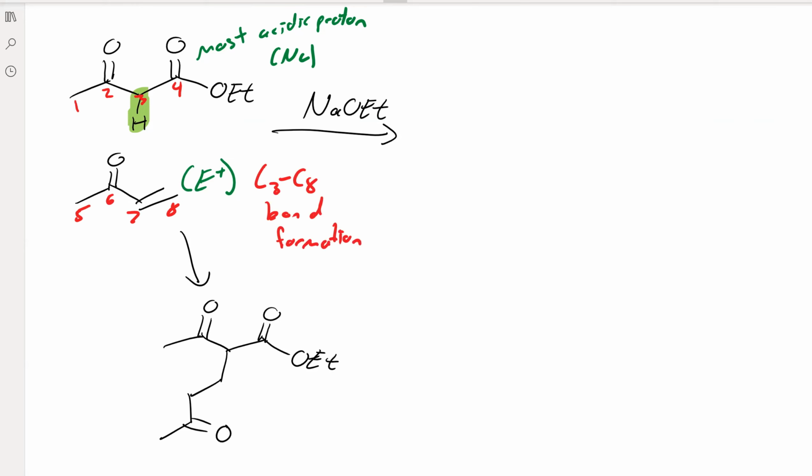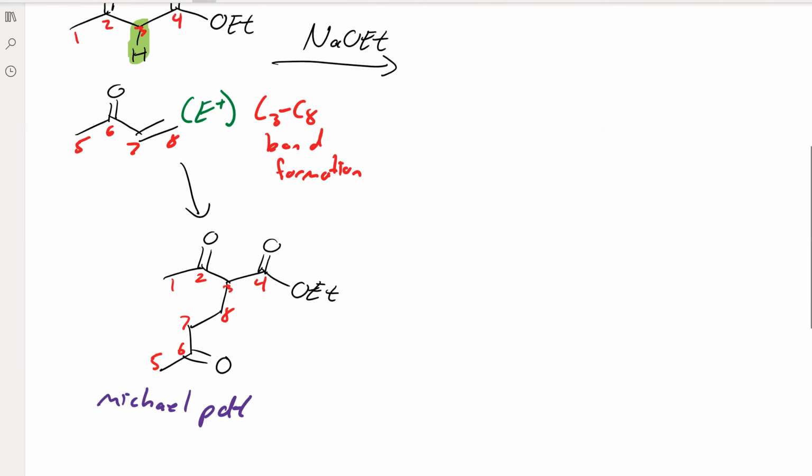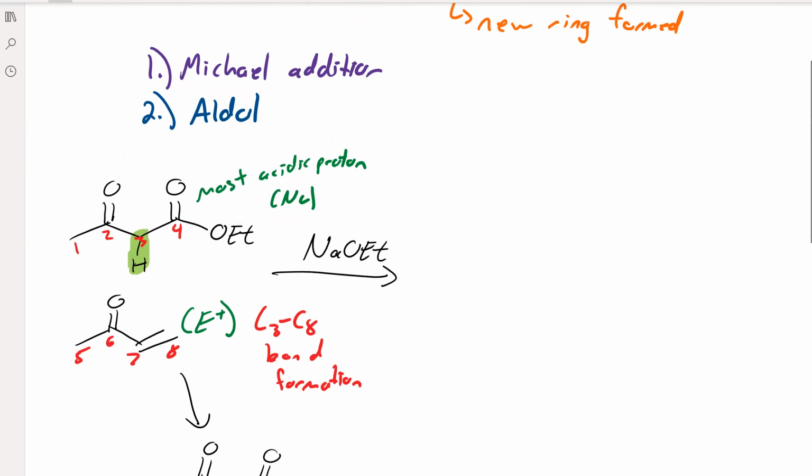All right, we want to do the Michael addition. 1, 2, 3, 4, and then this will be 8, 7, 6, 5. So probably not the best numbering scheme, but you can use whatever numbering scheme you want as long as you get to the right endpoint. And so after it attacks, it does the proton transfer and the tautomerization, and then this is our Michael product. So that's the end of our first step.